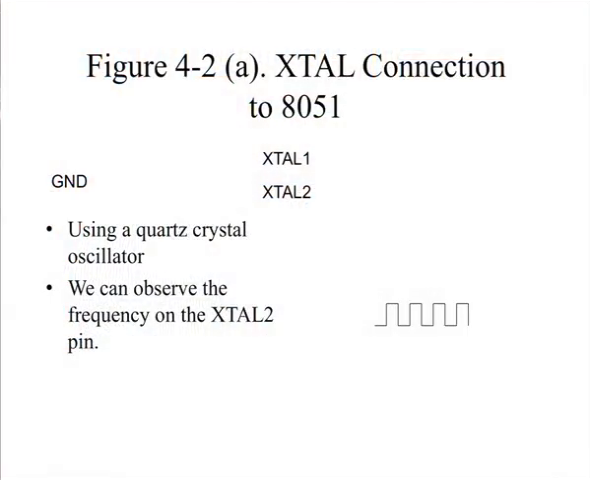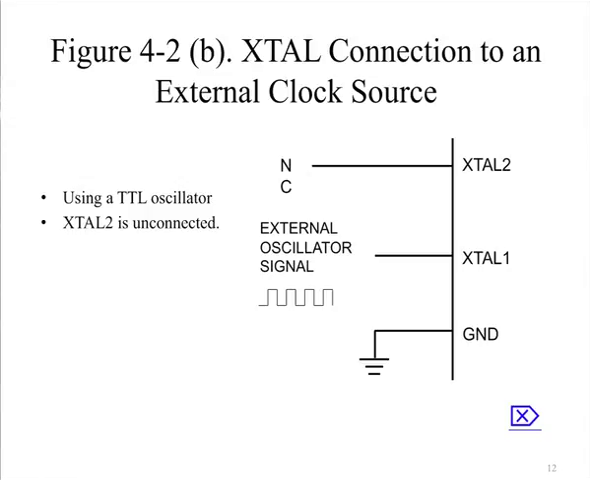Now let us discuss the crystal connection of 8051. For this we use a quartz crystal which is connected across the pins crystal 1 and crystal 2. This can be clearly seen in this diagram, how the crystal oscillator is connected and we obtain the required clock frequency.